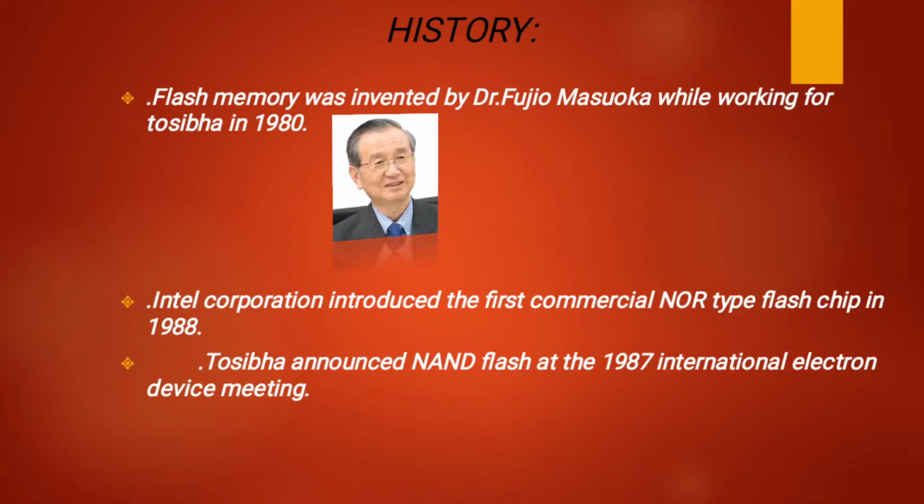Now we go to the history of flash memory. Flash memory was first invented by Dr. Fujio Masuoka while working for Toshiba in 1980. He was the first scientist to invent the flash memory storage device. And then Toshiba, a company, announced the NAND flash in 1987 in the meeting about electron devices. And then Intel Corporation introduced the first commercial NOR type flash chip in 1988.